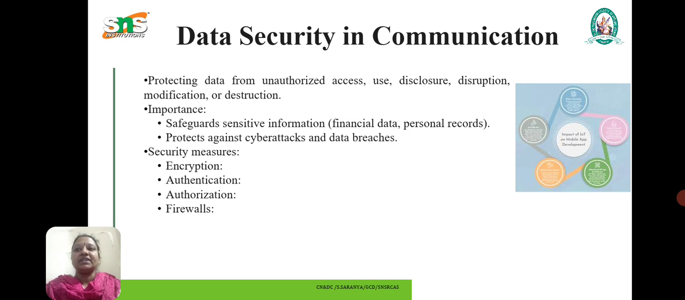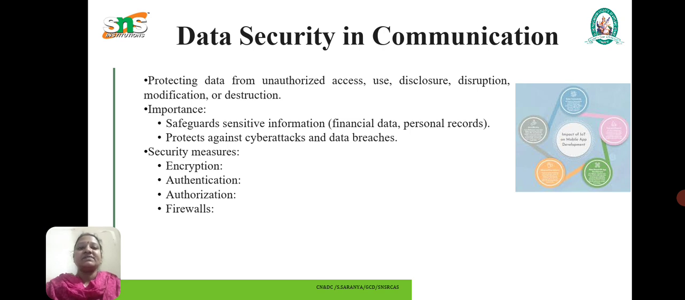Authentication. This ensures only authorized users and devices can access a network or resource. Common authentication methods involve username, password, multi-factor authentication, and digital certificates. The next is authorization. This determines what actions an authorized user can perform on a network or with specific resources. Permissions are assigned based on user roles and security policies.